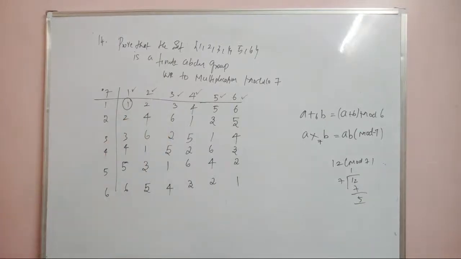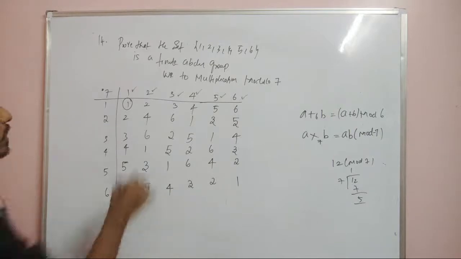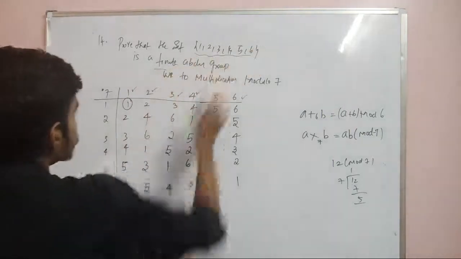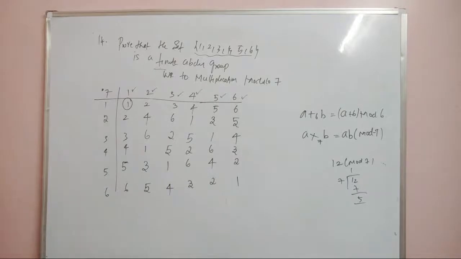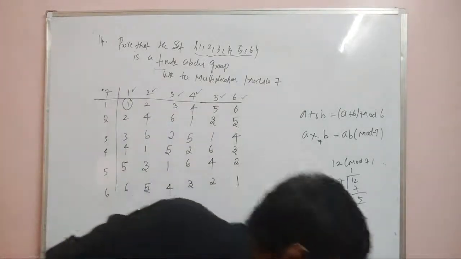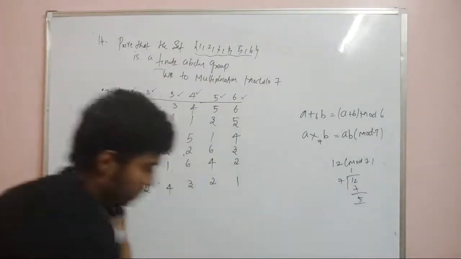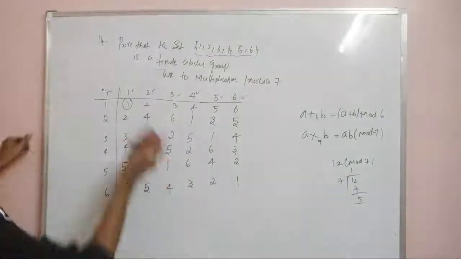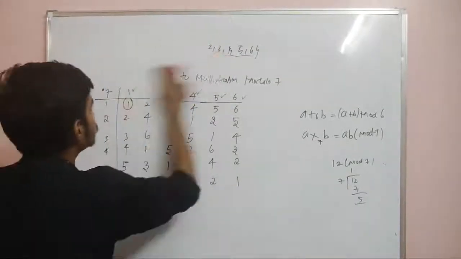So therefore, this is a finite abelian group. Why am I using finite? Because this set is finite, with respect to multiplication modulo 7. So 15th problem.